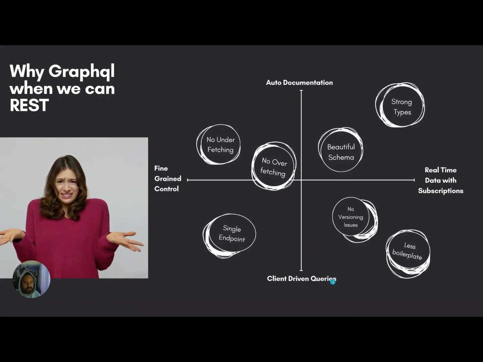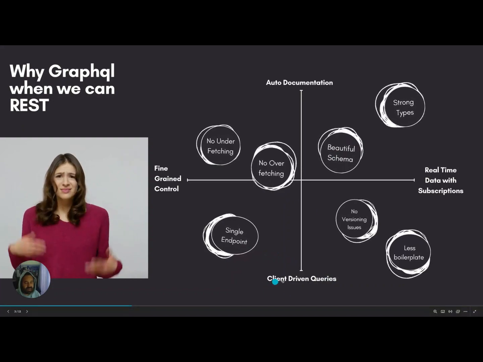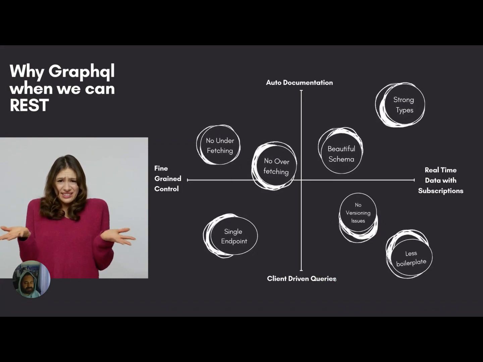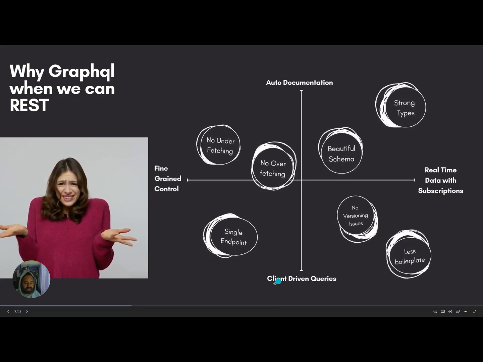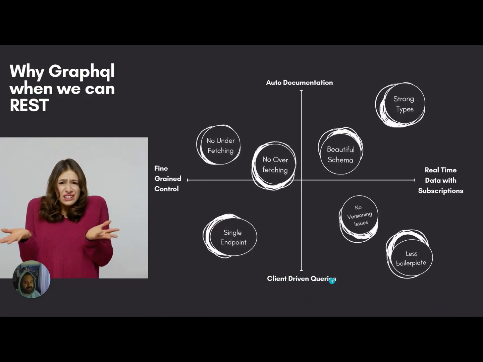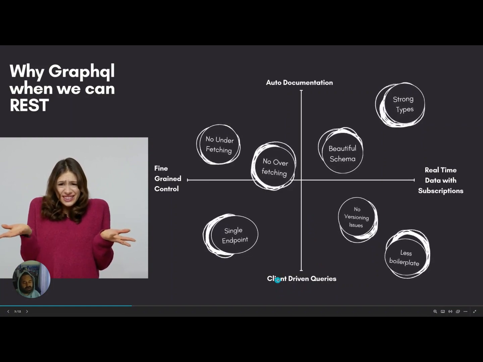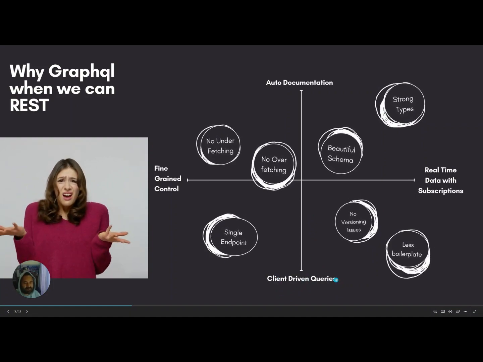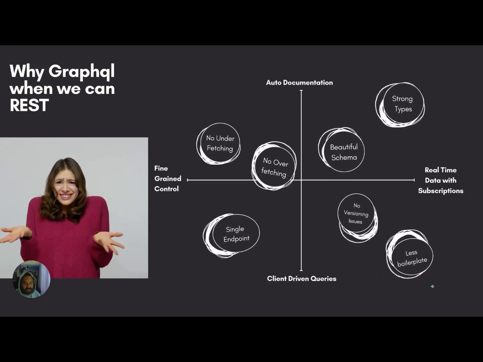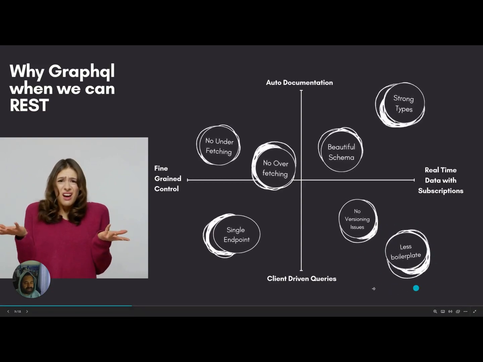There's client-driven queries, so once the endpoint and the schema is defined, you'll be writing client-driven queries that will be fetching the data from the backend, and you can actually specify what you want on the front end and on the client side, and then the server will mimic the same, and it will send you a similar thing in response.